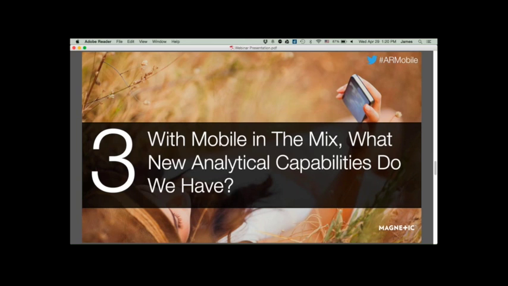So with the addition of mobile and location and some of the other things that a device can do when it's with you all the time, which was never true before, what other analytical capabilities have you seen out there in the market? So the mobile device is really changing. It's incredible the changes that are happening right now in the digital ecosystem because of mobile.